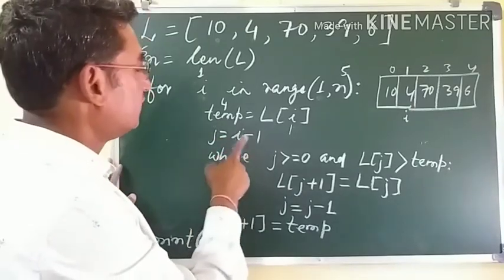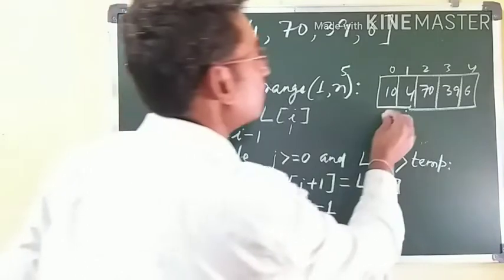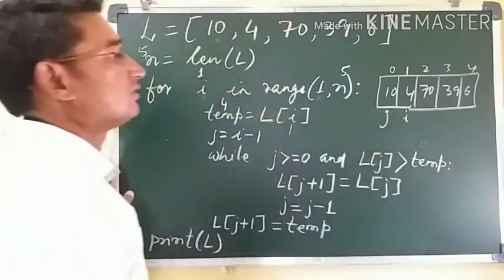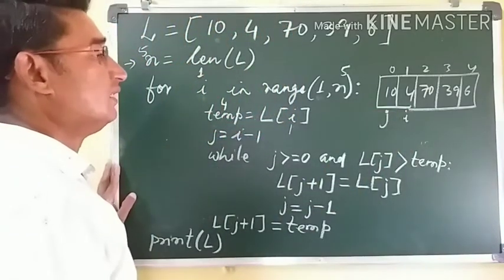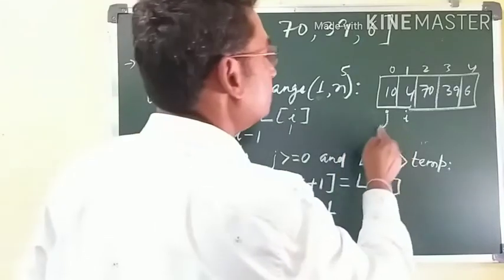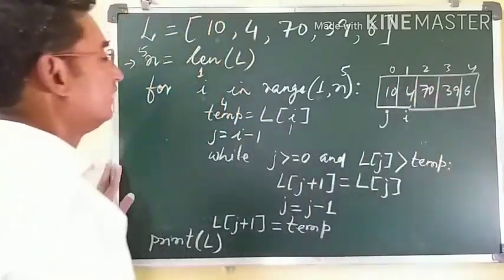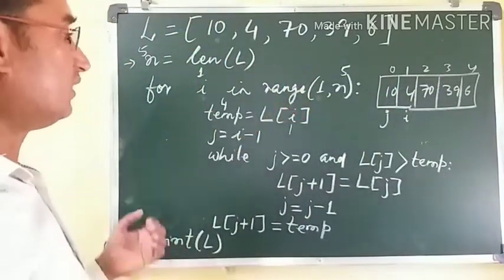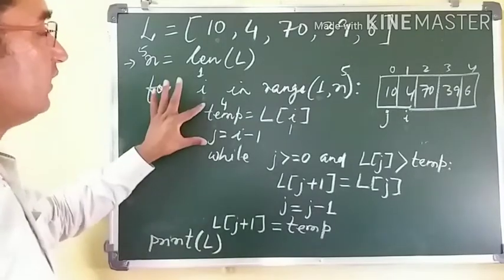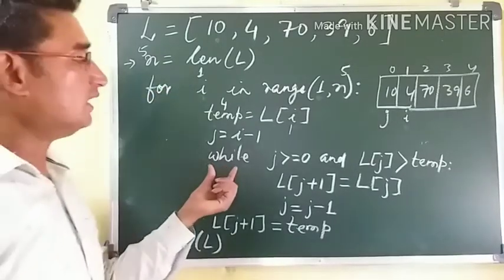1 minus 1 is 0, which means J will be assigned at location 0. The value of J is 0. We will use I and J for the index and temp for storing the temporary variable. After these two statements, I have written the while loop here.